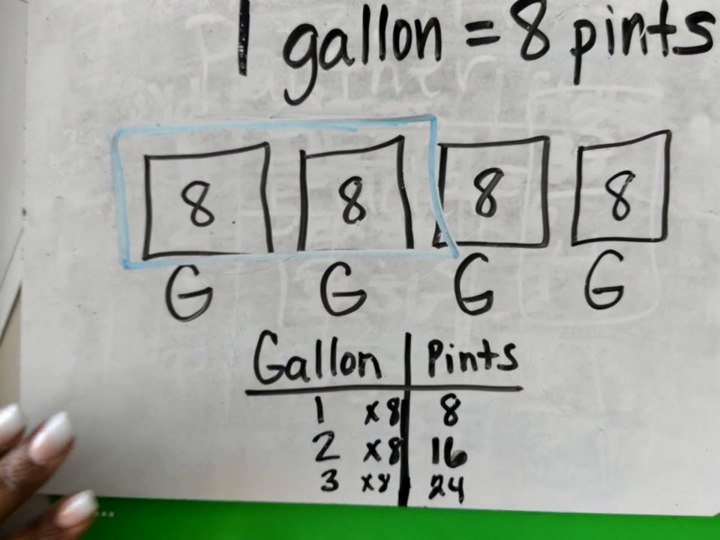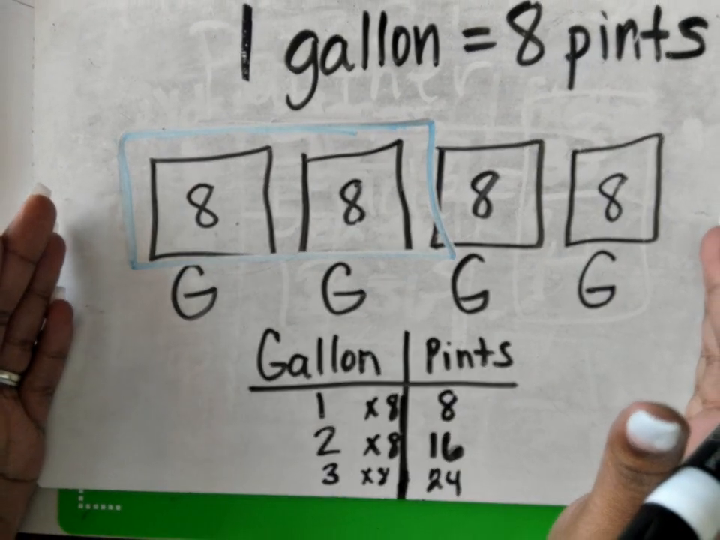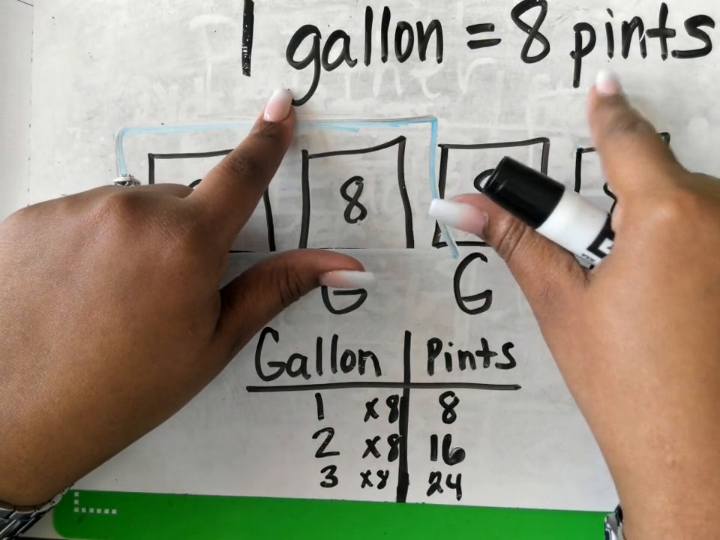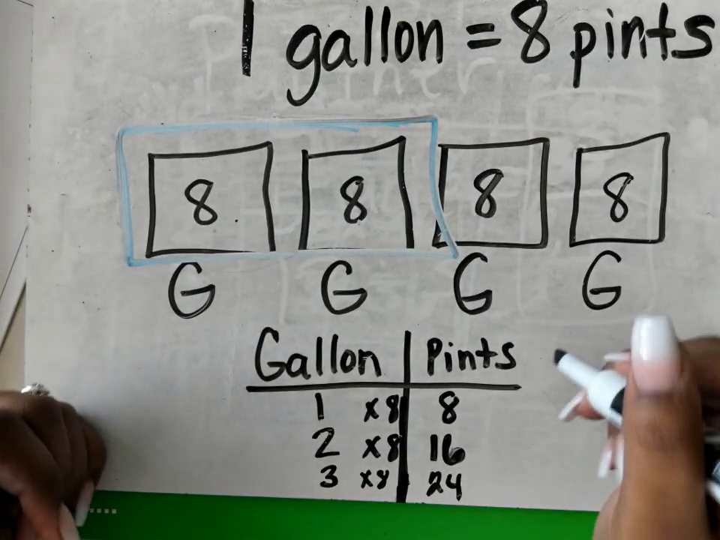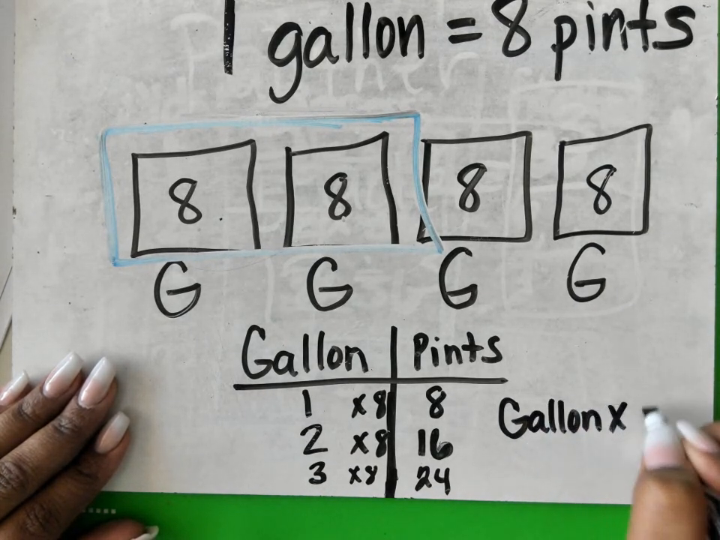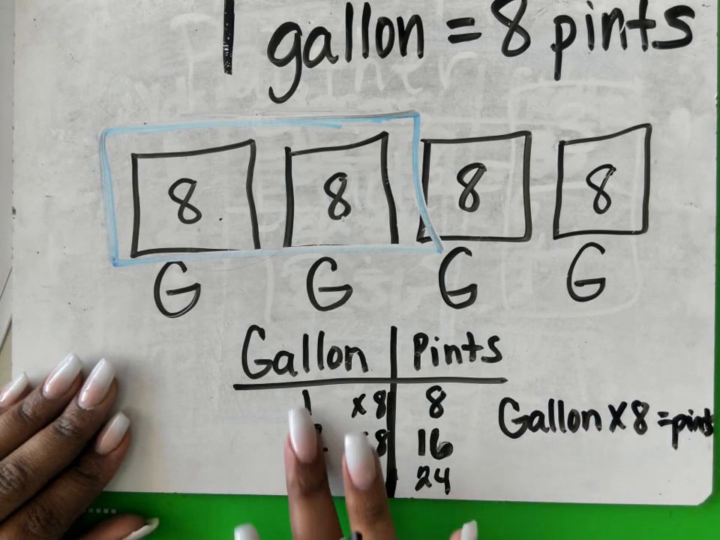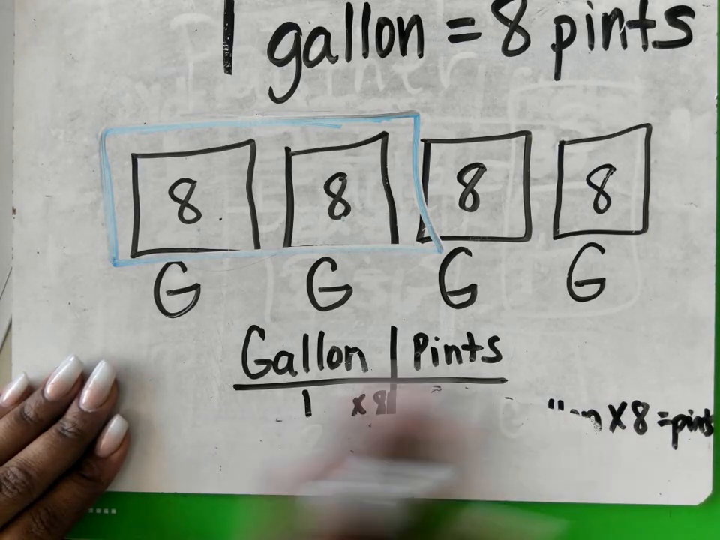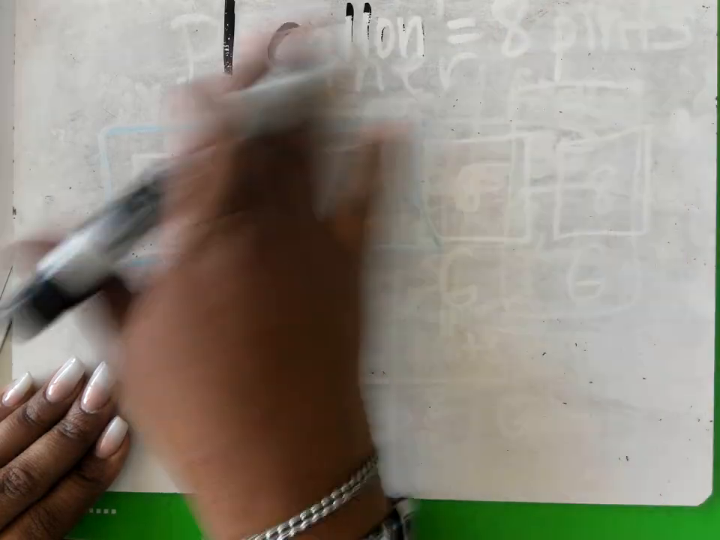Just to reiterate even further, anytime you're trying to convert gallons to pints or gallons to cups, you have to know how many pints equal 1 gallon. So in this case, the rule to follow is gallons times 8 equals your pints. That means every gallon that I have, I'm going to multiply by 8 to get how many pints that will equal. And that is just for gallons to pints.